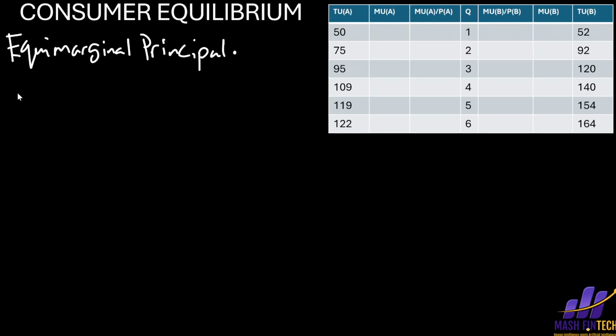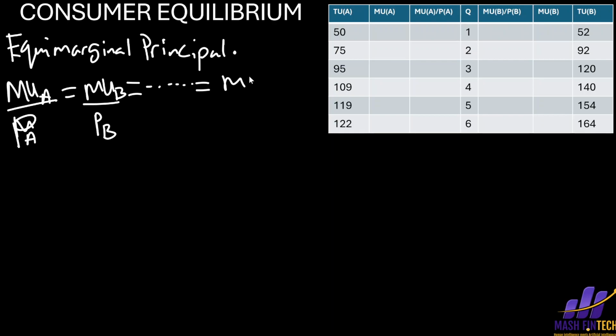Regardless of how many products you have, the Equi-Marginal Principle can be given by this, where the marginal utility of product A over the price of product A should be equal to the marginal utility of product B over the price of B. If you have Z number of products, it goes all the way up to the marginal utility of product Z over the price of product Z. So this is the Equi-Marginal Principle, based on the last product that the person consumes and the price, all right?